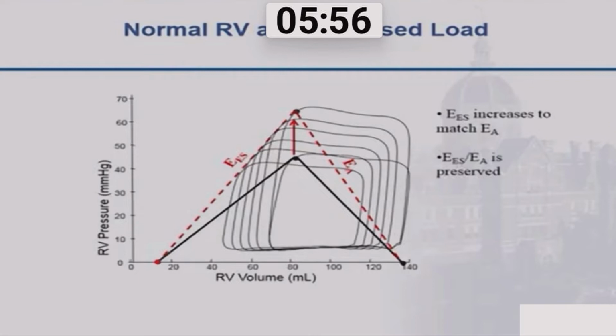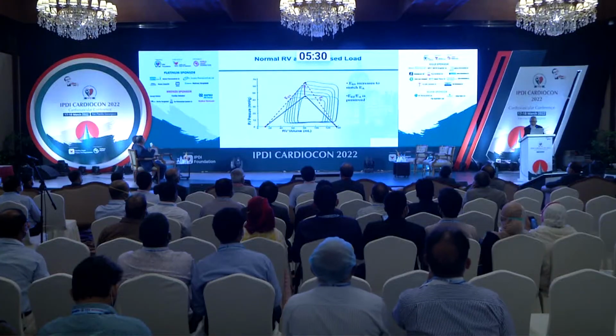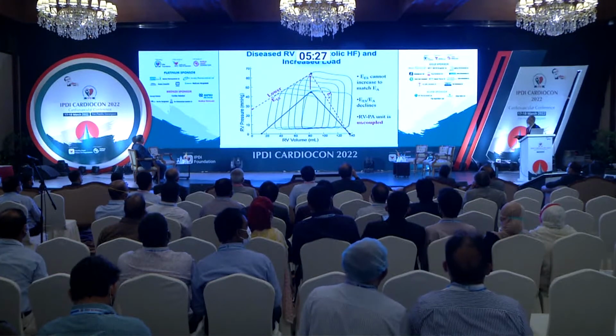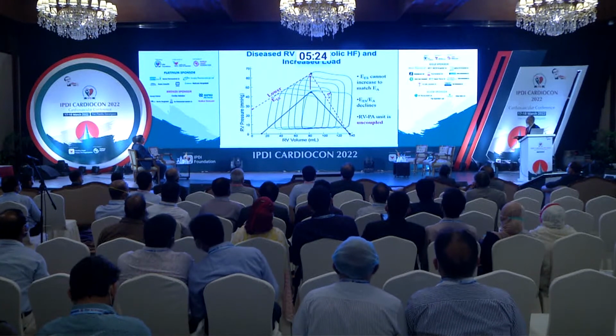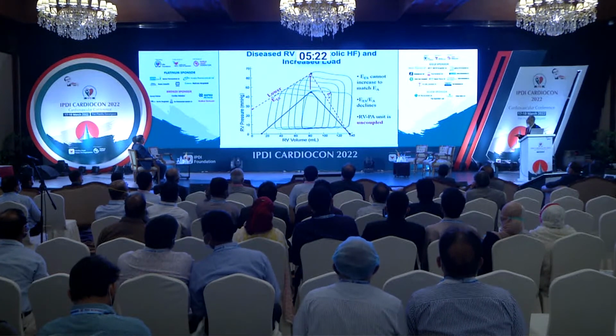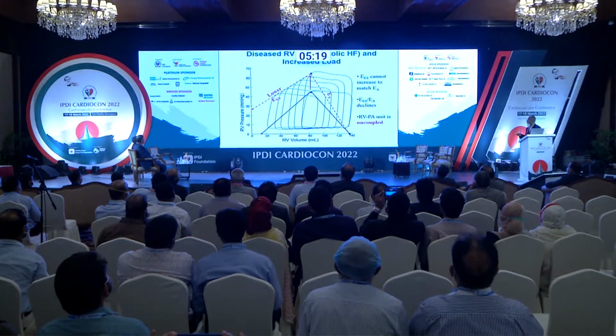So again, coming back to this curve, this is the normal curve. Here the pulmonary valve opens and here the pulmonary valve closes. And when there is increased afterload, the pressure rises. Along with this rise of pressure, the intrinsic contraction of the right ventricle also increases. So afterload is matched by the intrinsic contraction of the right ventricle. And when there is a mismatch, what we know as right ventricular and pulmonary artery unit uncoupling, this is one of the very important mechanisms responsible for right heart failure.